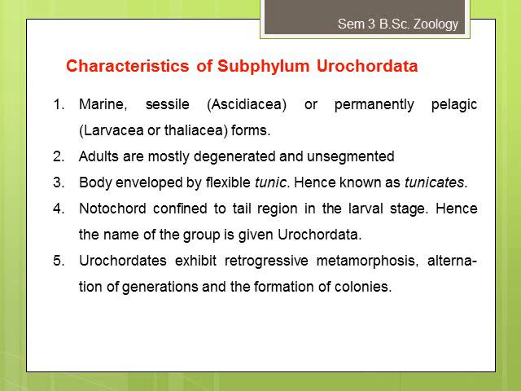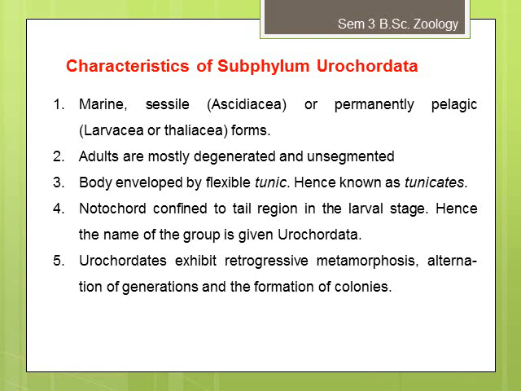So where the atrial aperture is present, that is the dorsal part of the body. Even though it is very difficult to distinguish between the dorsal, ventral, anterior and posterior, it is the presence of atrial aperture which actually helps us to locate the dorsal side of the body. Then notochord is present, as we have already seen. Notochord is present only in larval stages, and even in the larval stage, notochord is confined to the larval tail, and that is why it is known as Urochordata.